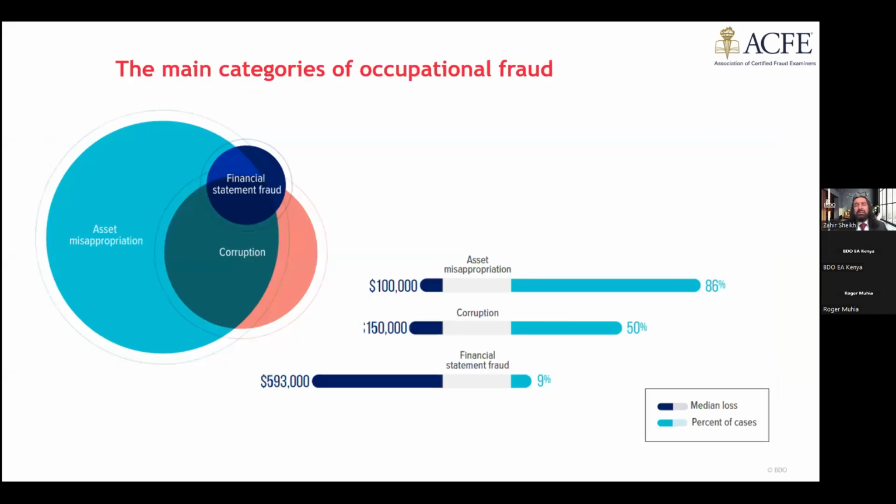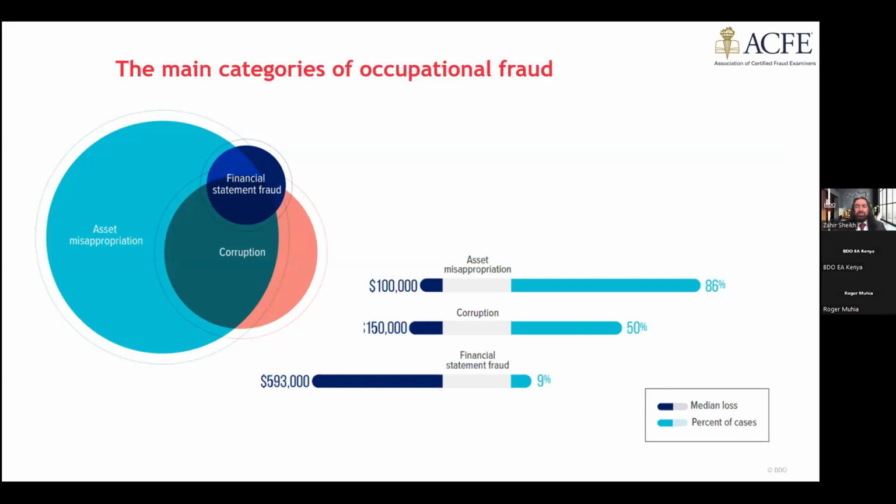If we look at the main categories of occupational fraud, there are really three main categories, and we've talked about this over and over again, but I'll go through them again. There's asset misappropriation, there's financial statement fraud, and then there's corruption. You can see the losses from asset misappropriation, which is the most common fraud. The losses are probably the smallest, $100,000, but 86% of all the cases that we investigated were of this nature.